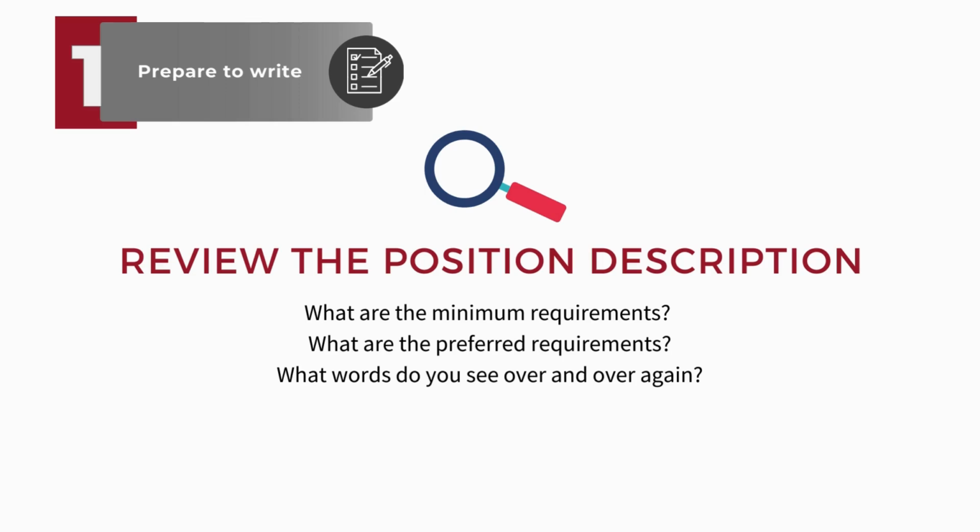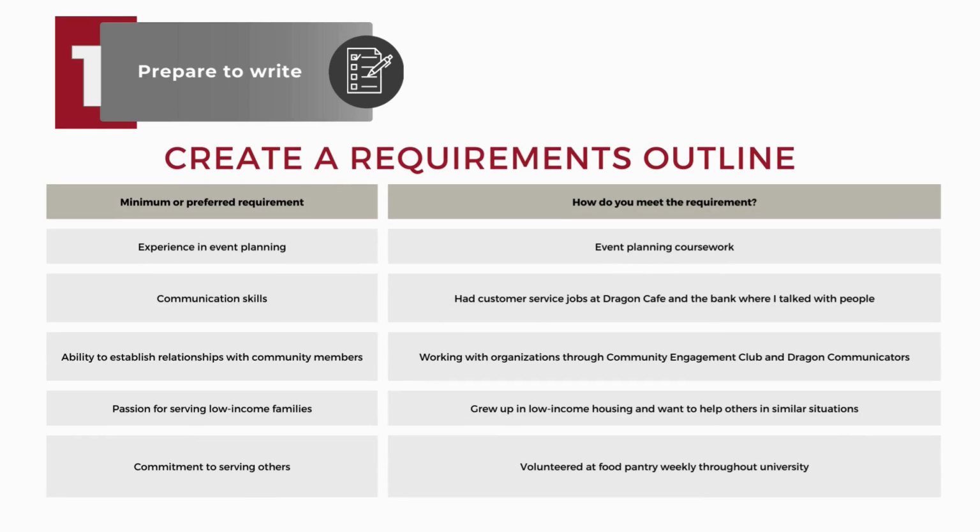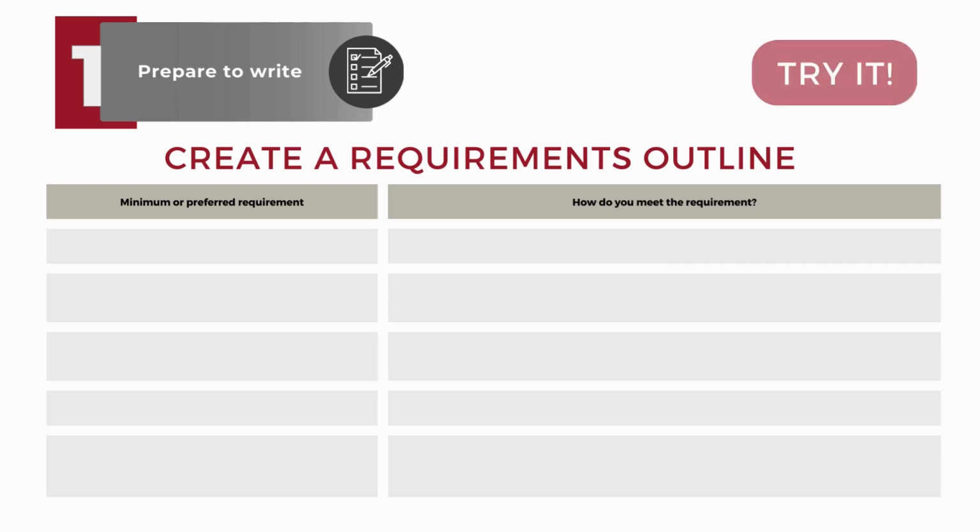What are the minimum requirements? What are the preferred requirements? And what words do they see over and over again? Next, Chris used what they learned from looking at the position description to make a requirements outline. The minimum, preferred, and other requirements are listed down the left. Next to each requirement, they jotted down how they met the requirement based on their past experience.